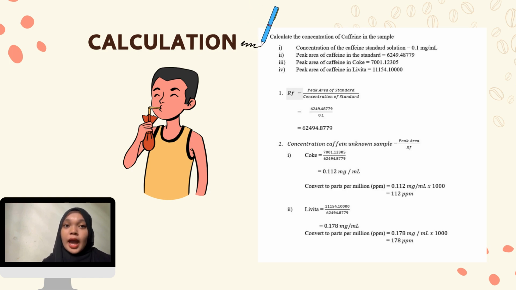Similarly, the peak area of caffeine in Levita is 11,154.10000. Dividing by the RF, we get 0.178 mg per milliliter. We convert it to ppm, and then the concentration of caffeine in Levita is 178 ppm. To summarize, we calculate the caffeine concentration by determining the response factor from the standard solution and applying it to the peak area of the sample. This method shows us how to quantify the caffeine content in different beverages accurately using chromatographic data.